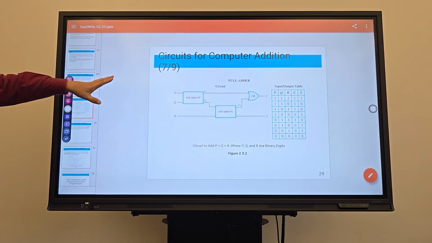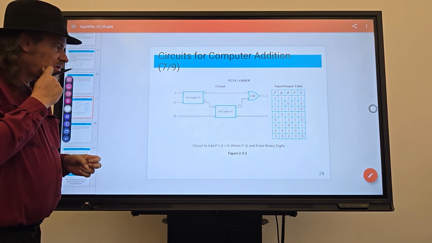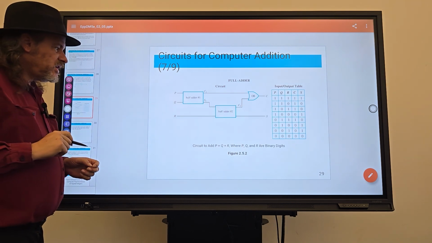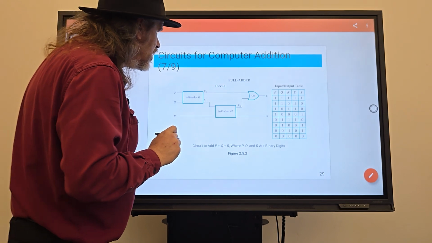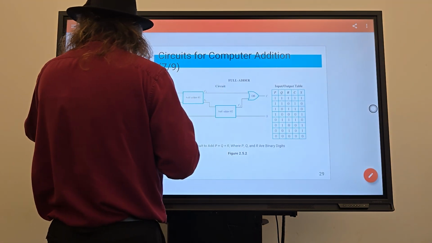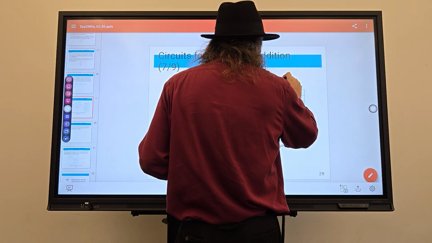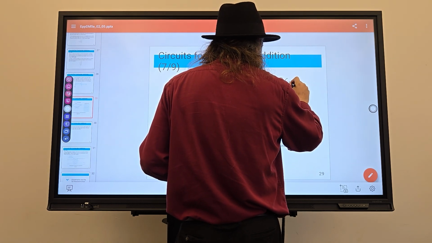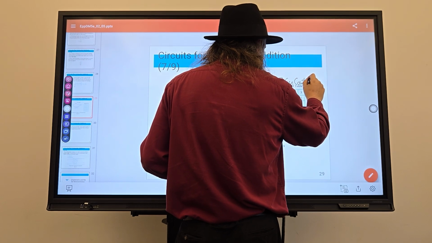block diagram for a full adder, where, let's see here. Generally, you'll see these as A, B, and C in, and this is C out and sum.